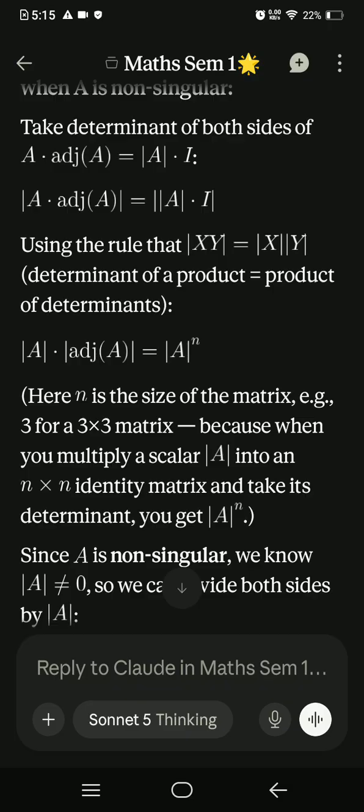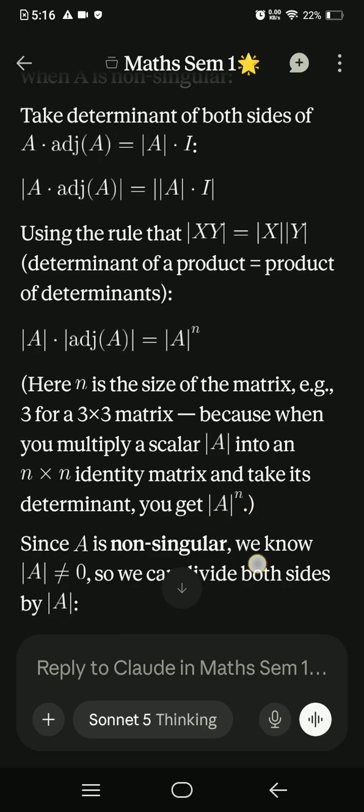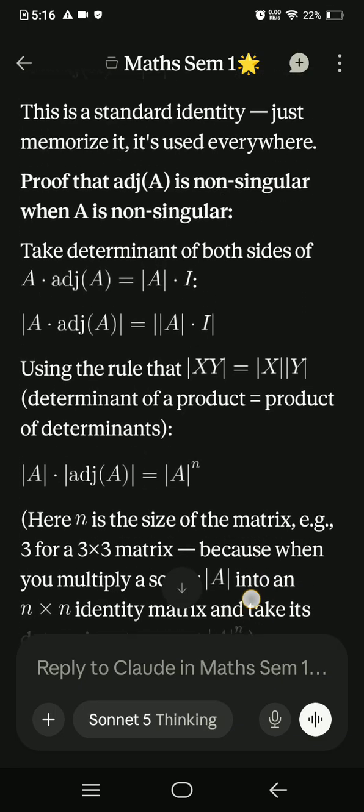For example, 3 for a 3 by 3 matrix, because when you multiply a scalar into an identity matrix and take its determinant, you get this. So basically it's another mathematical fact that I need to memorize. What the hell, I don't want to memorize these things.